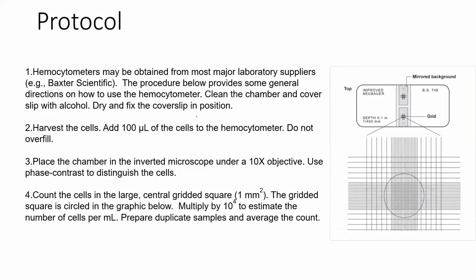Suppose we are going to count, so this is the protocol that I already uploaded. First of all, you need to harvest the cell line. You put the 100 microliters of the cells to the hemocytometer. In this case, if I'm using only this one, my dilution factor is only 1. If I add an additional 100 microliters of trypan blue, then it is going to be 200 microliters of the solution, so my dilution factor is going to be 2, okay?